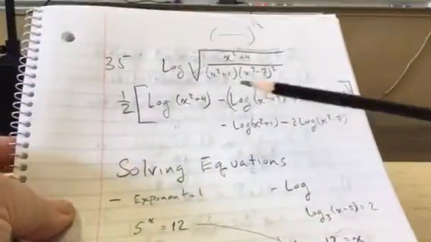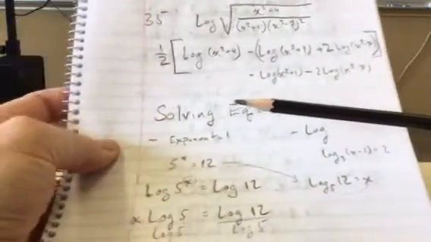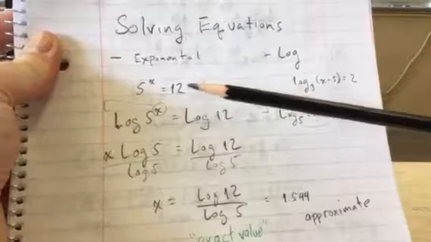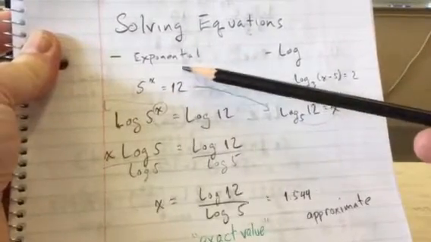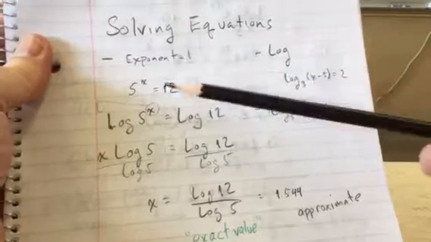Now I had one super gnarly example out of the practice set that we did. So you can go back and check this if you want when you get to number 35. Solving equations was the next thing we talked about. We talked about 2 different kinds of equations, exponential equations and log equations.